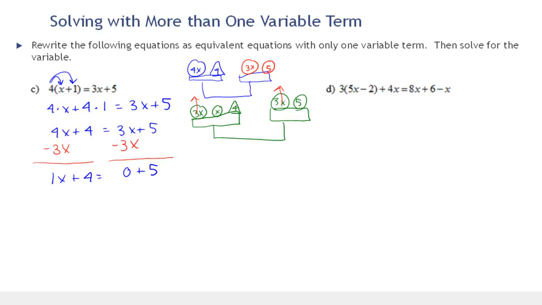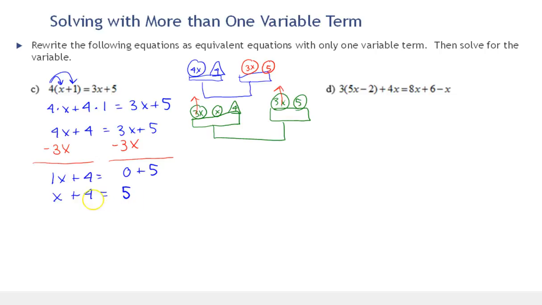Okay. So now, typically, again, we don't write the 1x. I just wanted you to see how I got 4 minus 3. We just write this as x plus 4. And typically here we subtracted and got 0, but we don't usually write the 0. 0 plus 5 is 5. Okay. Now this is an equivalent equation, and we can solve this.